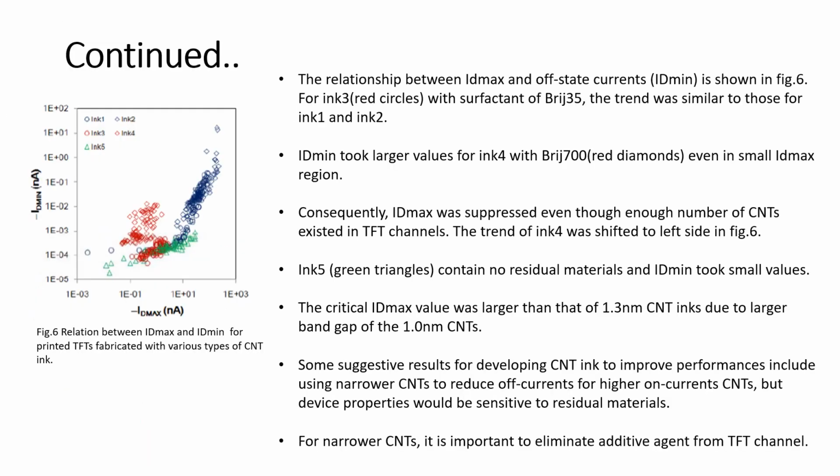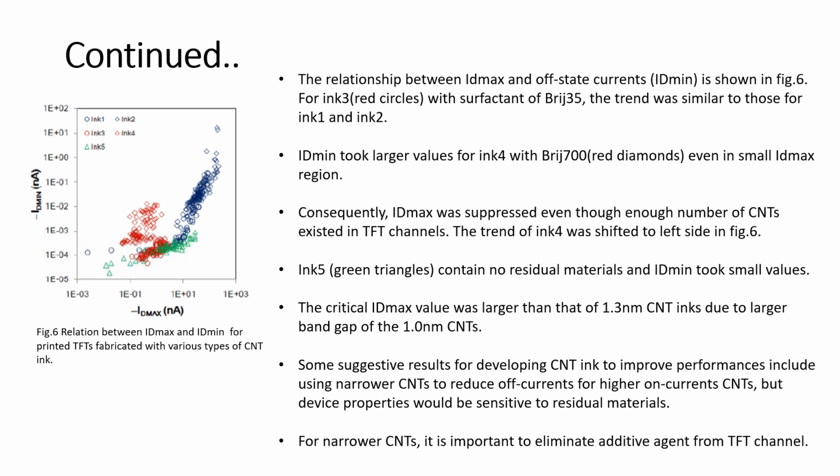In figure 6, the relationship between ID max and off-state currents, that is ID min, is shown. For ink 3 with the surfactant Brij 35, the trend was similar to those for ink 1 and ink 2. However, ID min took larger values for ink 4, with Brij 700, even in the small ID max region.